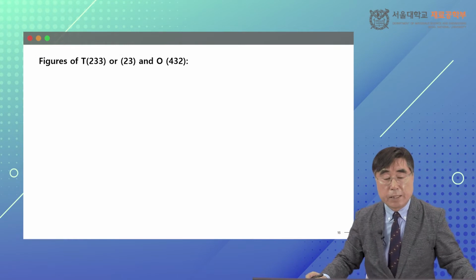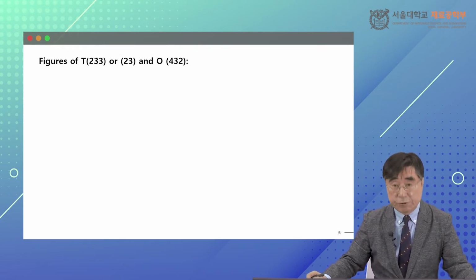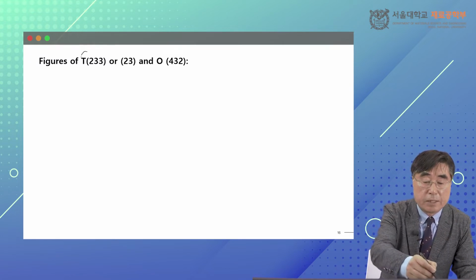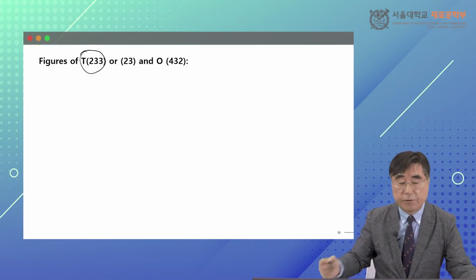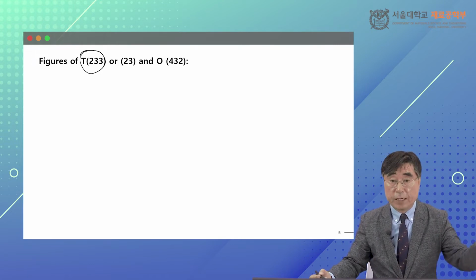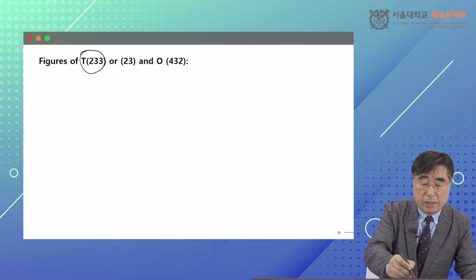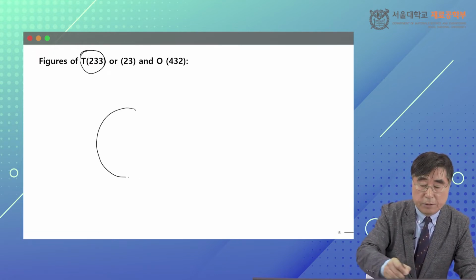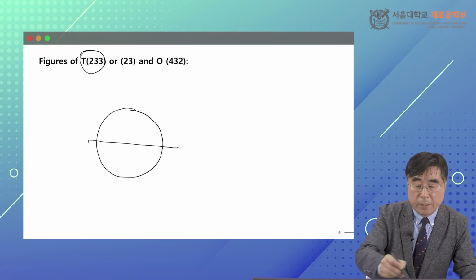Now, this is cubic symmetry, multi-rotation symmetry, which is a little bit complicated. Let's think about the tetrahedral group first. The tetrahedral group, by the Schoenflies notation, is 2, 3, 3. In the stereographic projection, how it looks is basically the cubic system.